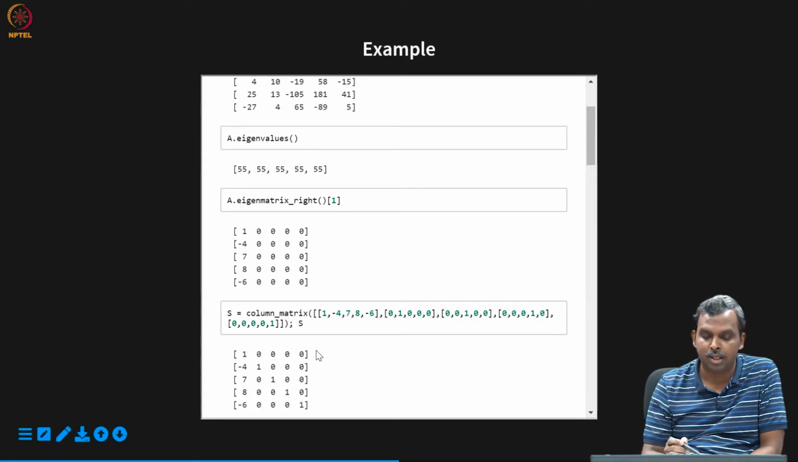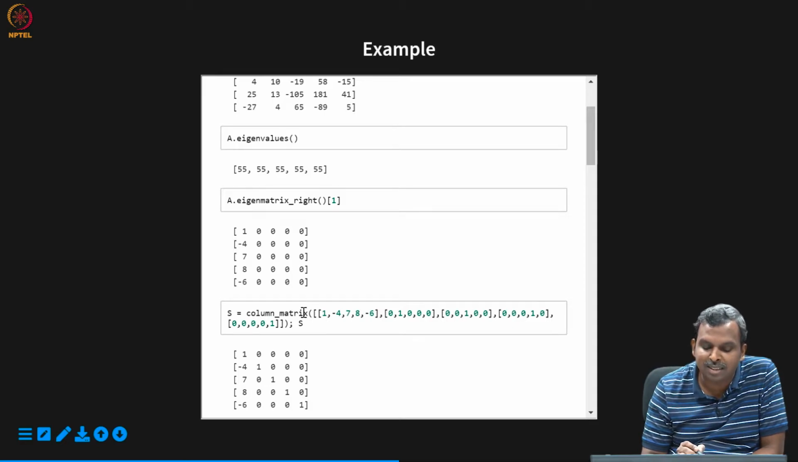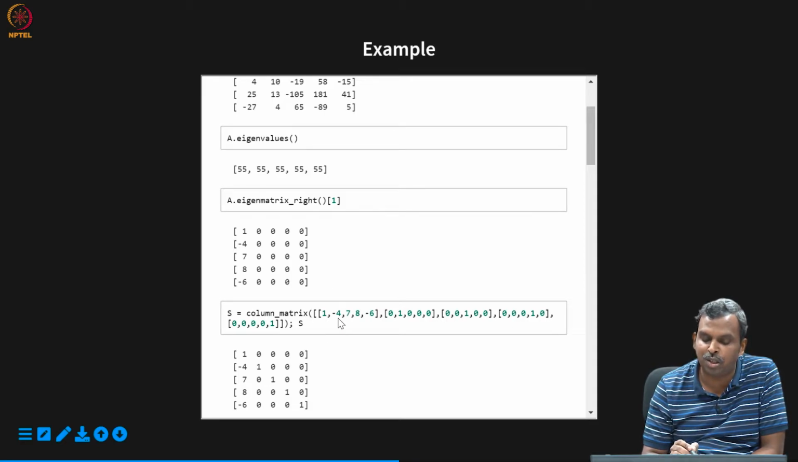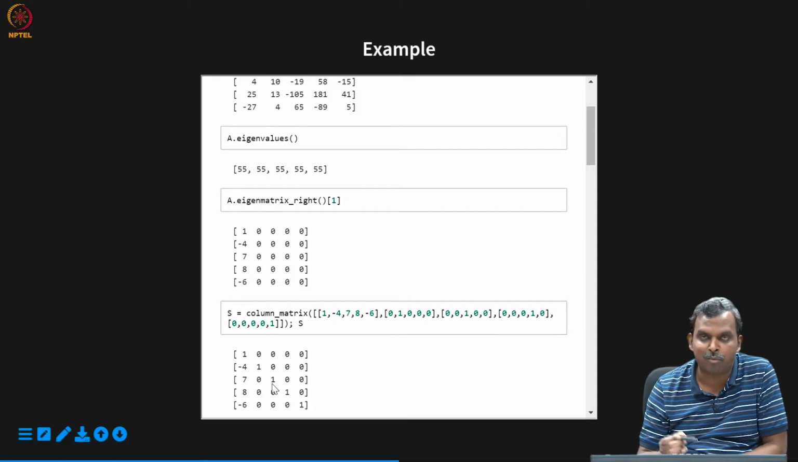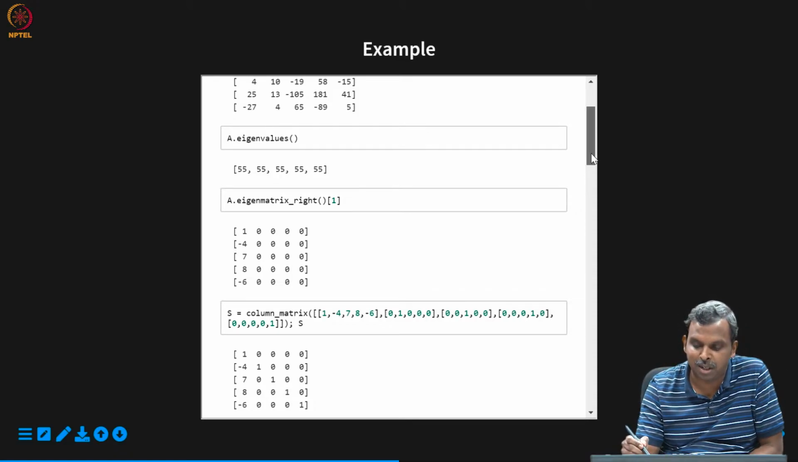I extend like this. This column matrix is a construction in Sage Math. It just lets you define one column at a time and put it all in one line. So it's just a simple way to construct a matrix. Again, you see, this is my S. I've prepared my basis transformation matrix.